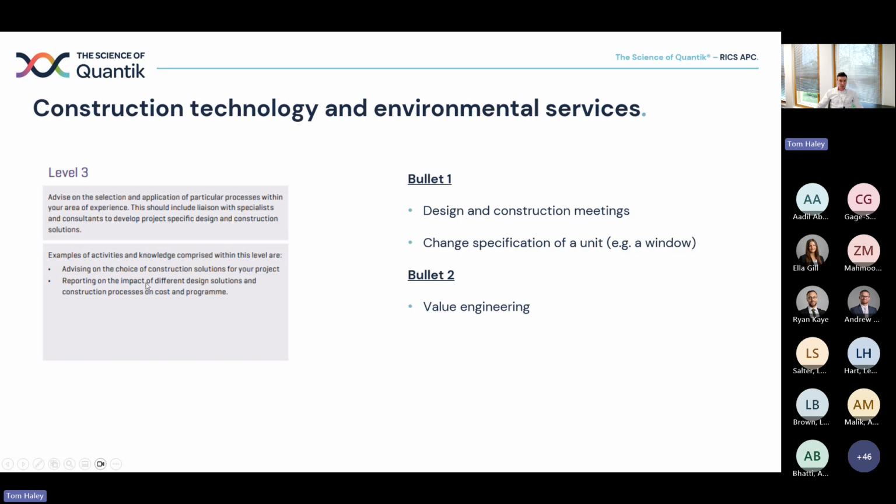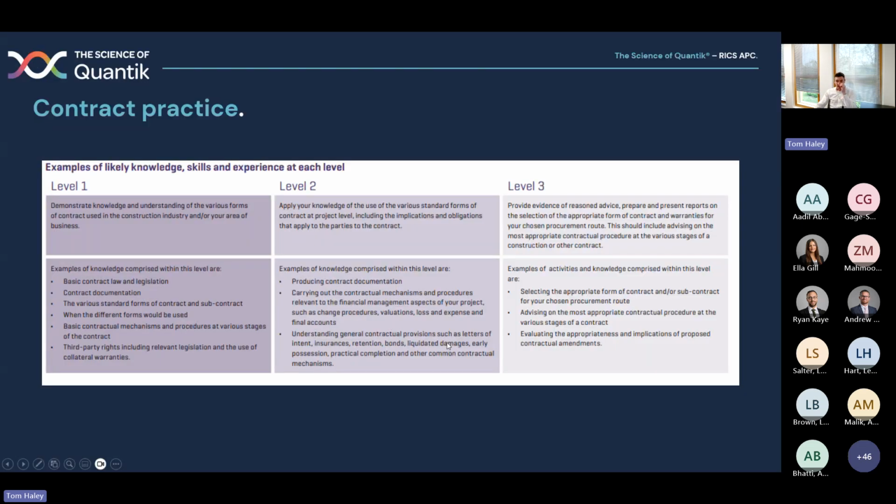Bullet 2, reporting on the impact of different design solutions. Value engineering is an obvious one as a QS, and client optioneering. So client comes and says, I've got a couple of options that I'd like to pursue. Which one is the most cost effective? You might give that advice in that situation.